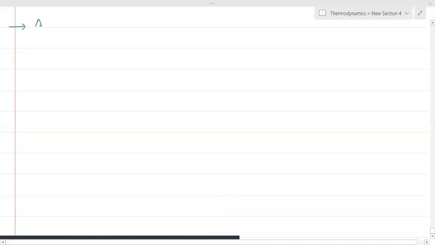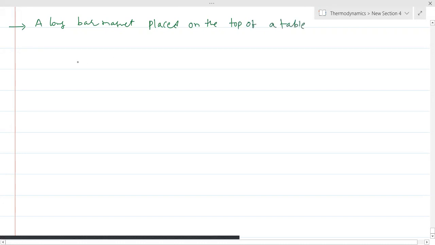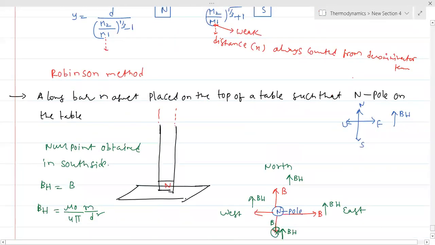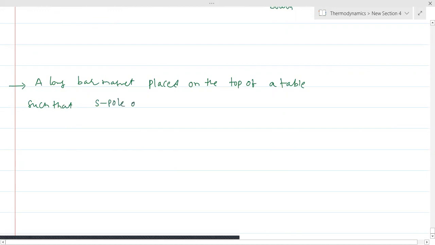Next, we are continuing the Robinson method. Suppose a long bar magnet is placed on the top of a table. In the previous discussion we took the North Pole, so now we are taking the South Pole on the table.